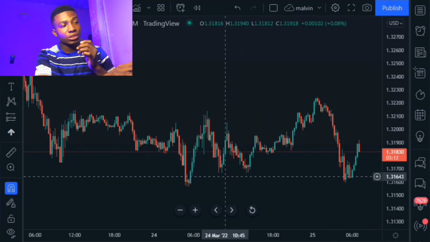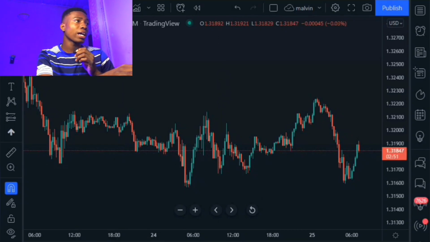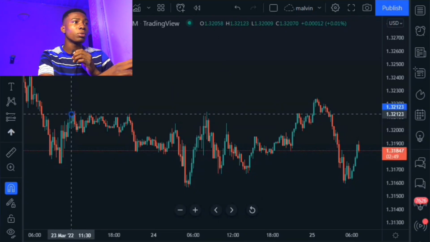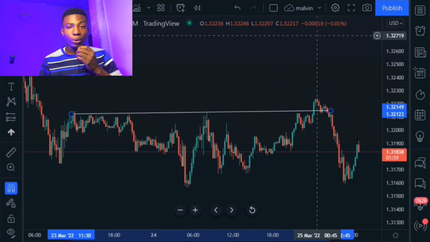Okay, so I want to ask you guys this question: what's the trend of this market? Yes, the market is in a consolidation, because you can see that price is moving from resistance to support. But the issue right here is that you don't know when the market will be in a consolidation within the points movement. So you might be thinking, okay, this is a downtrend, but not knowing it's a consolidation.